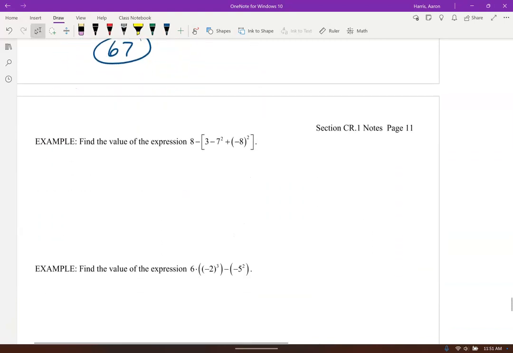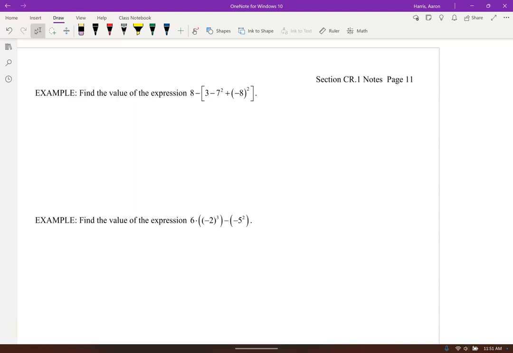Let's go ahead and work some more complicated ones here. I'm going to go inside my parentheses, and inside my parentheses, I'm going to go ahead and do my order of operations. And so it looks like I'm going to go to my exponents first. So 3 minus, I got 7 squared, so 3 minus 49 plus -8 squared, -8 times -8, so 64.